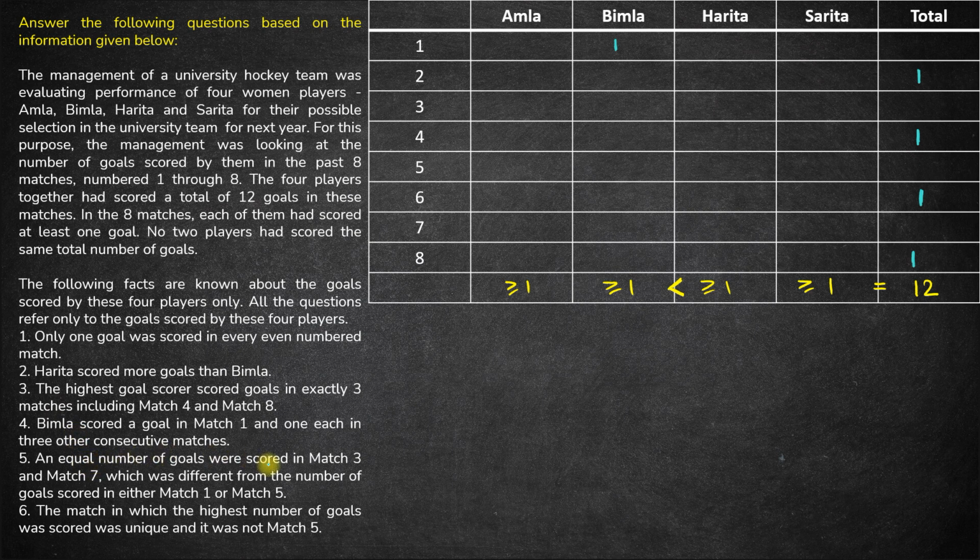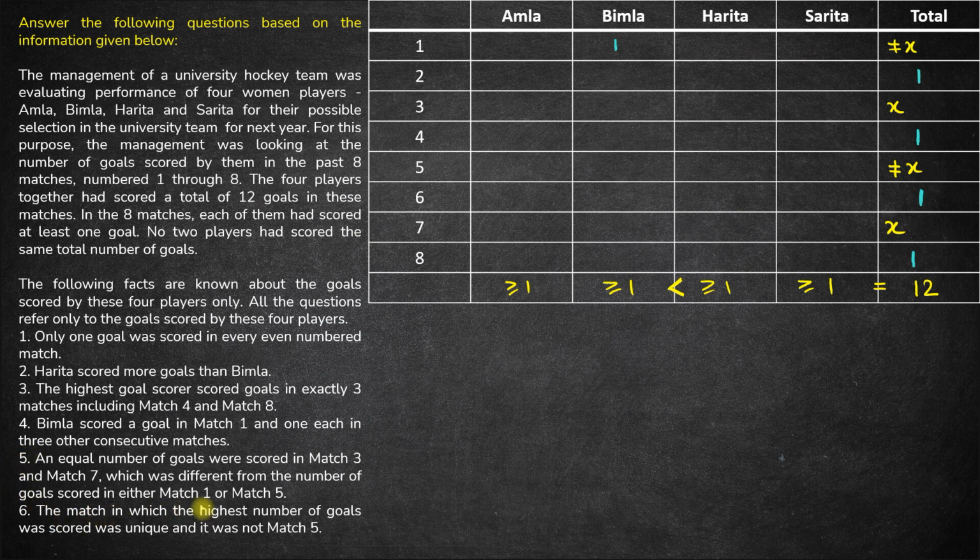Next, an equal number of goals were scored in match 3 and match 7. Let's say this equal number of goals is X and X, which was different from the number of goals scored in either match 1 or 5. So in match 1 and 5, X goals were not scored in each of these matches. Right, that is what this point is telling us.